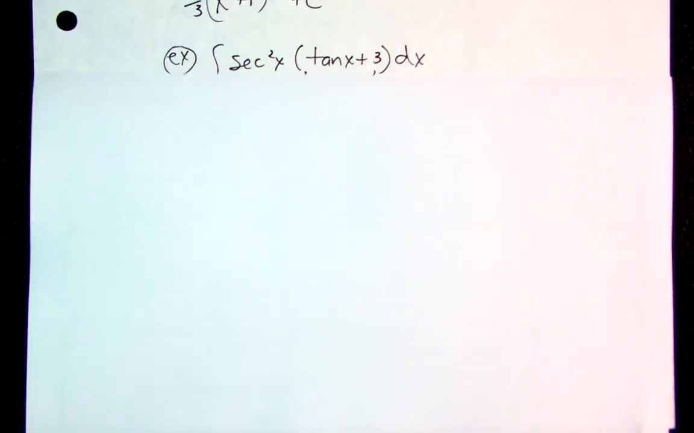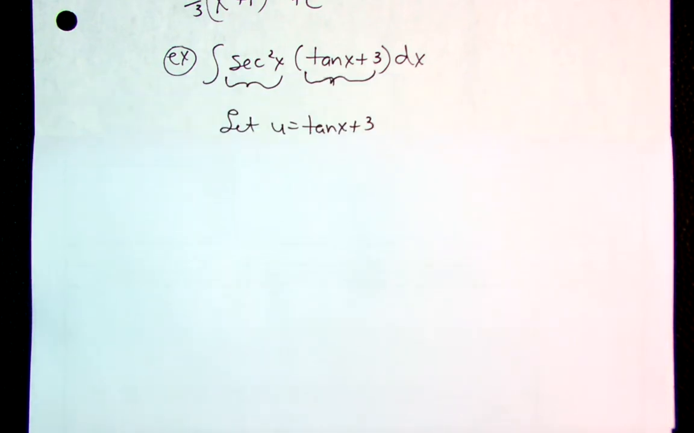Let's try another one. Oh, great. We have some trig here. Secant squared x times tangent x plus 3 dx. There's nothing I can do to try to integrate that one. So I'm going to have to try some u substitution. So I'm going to try letting my u be tangent x plus 3.